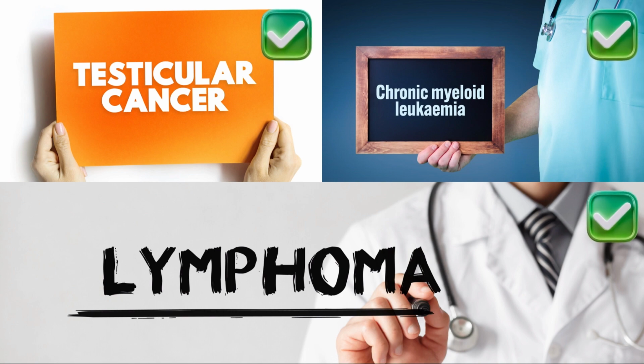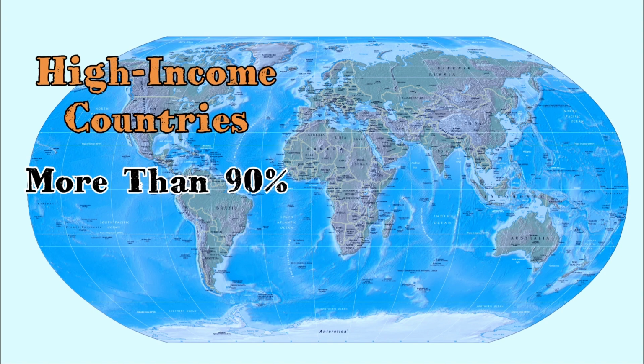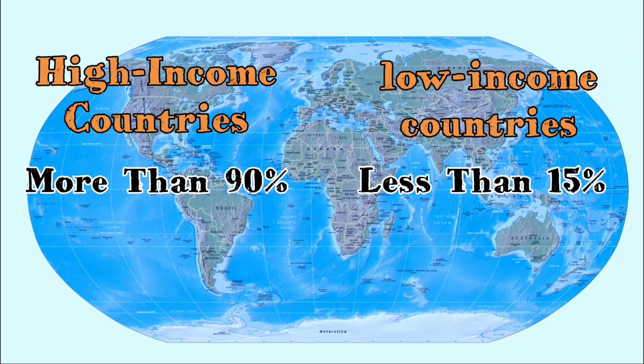There is, however, a significant variation in treatment availability between countries of different income levels. Comprehensive treatment is reportedly available in more than 90% of high-income countries but less than 15% of low-income countries.